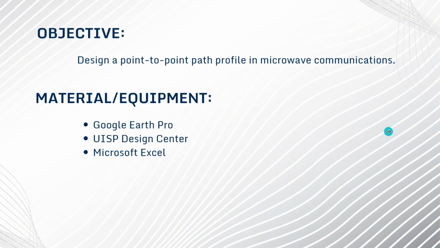The objective of this project is to design a point-to-point path profile in microwave communication. To achieve this, we'll be using some essential tools such as Google Earth Pro, UISP Design Center, and Microsoft Excel. Each tool has a specific role. Google Earth Pro assists with visualizing terrain and elevations, while Microsoft Excel is ideal for data analysis and organization.